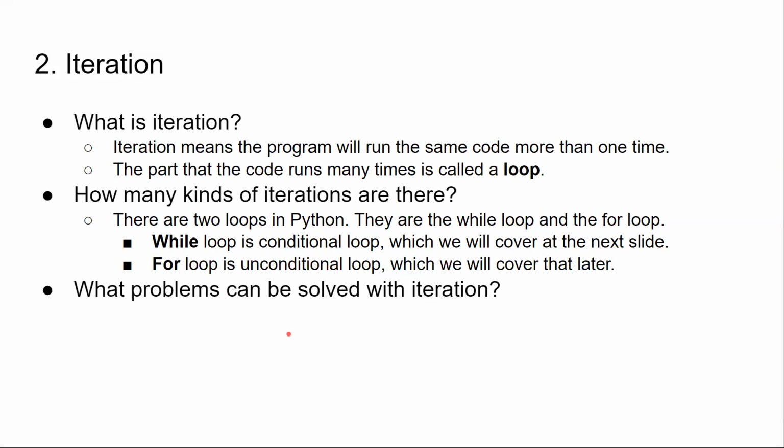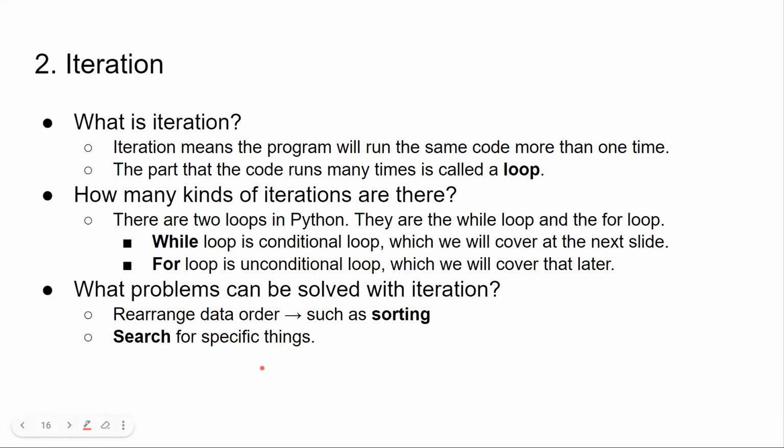So what problems can be solved with iteration? The first thing is rearranging data order, such as I give you a bunch of data and you sort it in ascending order, from 0 to 100, small to big, or descending from 100 to 0. Then you can search for specific things. For example, I want to look for a formula in my math book, and I say, oh, it's an integration formula. I'll check it with the first one. No, if not, I'll check the second one, and so on, until I hit the one I want.